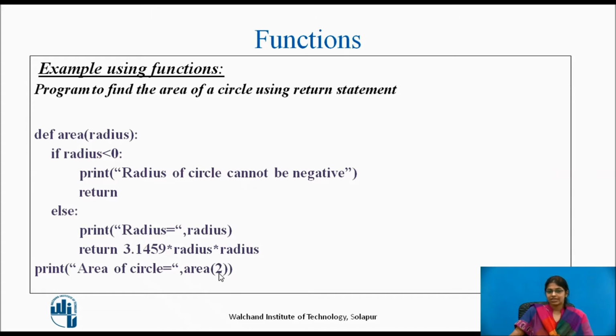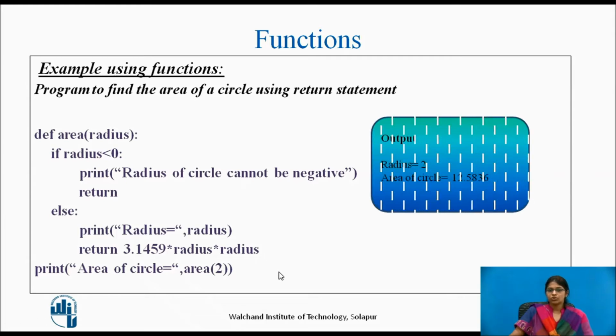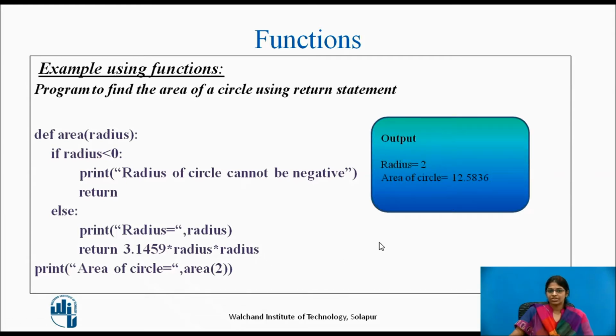So in this case, area of 2: when this function gets called, 2 gets collected in radius, and for a radius of 2, the value will be computed. So the output of the program is given here. The radius value is 2, that is printed, and with a radius equal to 2, the area of the circle is calculated and printed here. That is, area of circle is 12.5836.